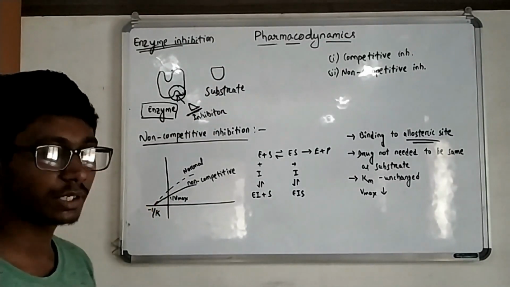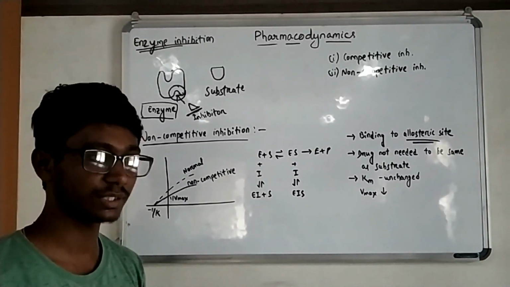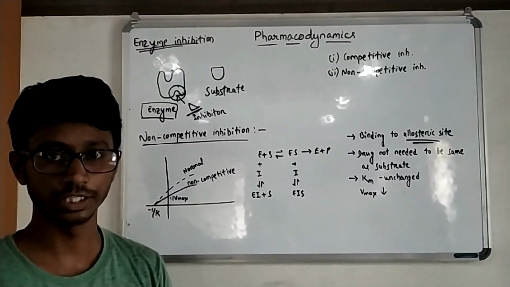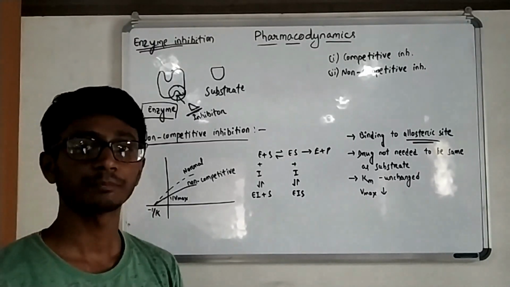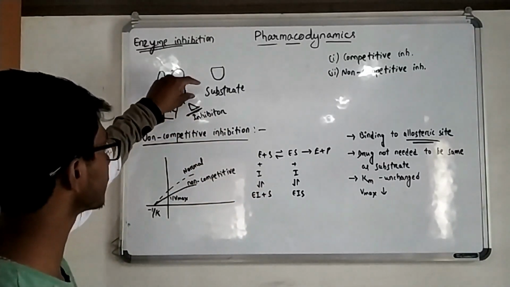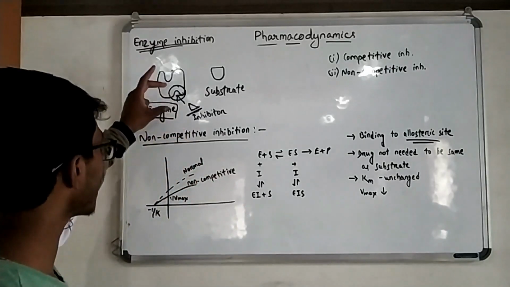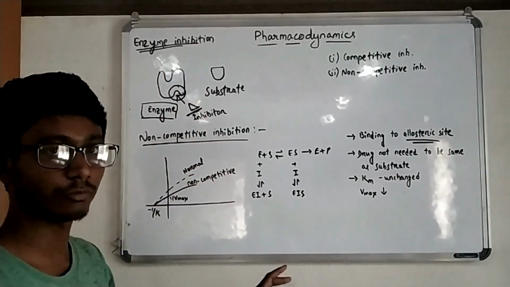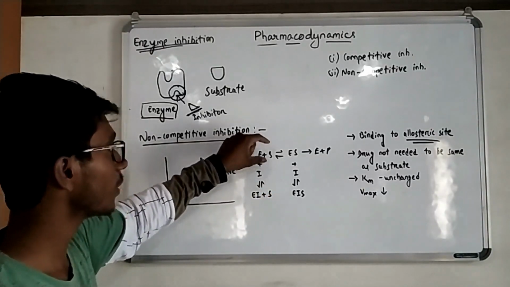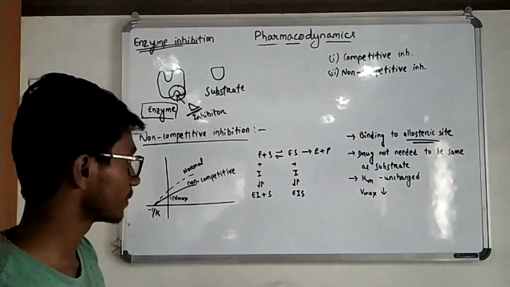So non-competitive inhibition is different from competitive inhibition. In competitive inhibition, there is a competition between our substrate and our inhibitor. But here in non-competitive inhibition, there is no competition between our substrate and inhibitor. The inhibitor will come freely and attach to the allosteric site wherever it finds the enzyme's allosteric site free, whether in the free enzyme or in the enzyme substrate complex.